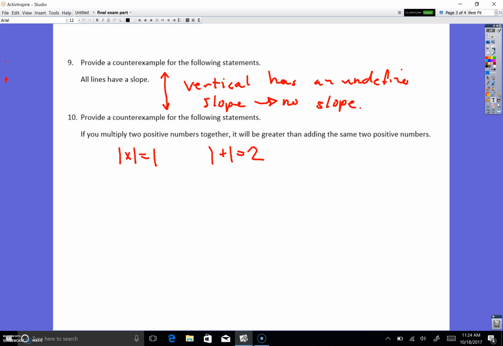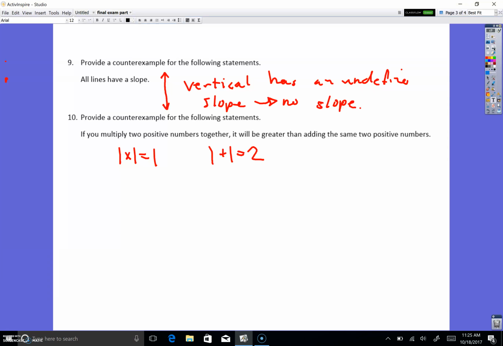Okay, and now we do counterexamples. Counterexamples are examples that make a statement false. For example, the statement all lines have a slope. Okay, that's incorrect because vertical lines have undefined slope, which means there's no slope.